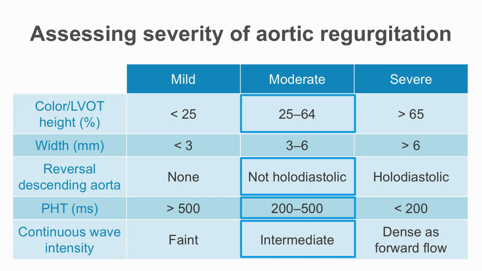When I looked at flow in the descending aorta, I thought the regurgitant jet was almost holodiastolic, but not quite. I didn't actually measure the width in the parasternal long axis view, which I could have done right at the valve, because I didn't think the images were good enough to measure that properly. But all in all, I'm going to report this as a moderate jet of aortic regurgitation.